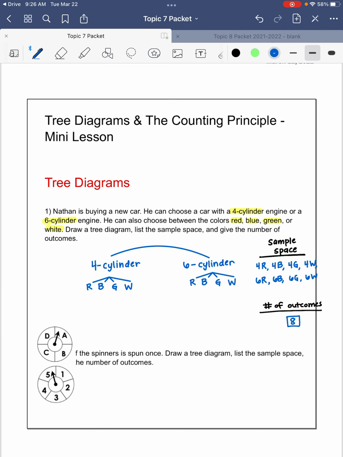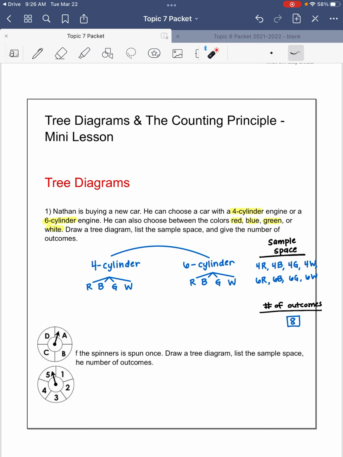Now I can also use my tree diagram to count the number of outcomes. So I would have counted the bottom row. So we have 1, 2, 3, 4, 5, 6, 7, 8. 8 total outcomes. Okay, so now let's look at number 2.